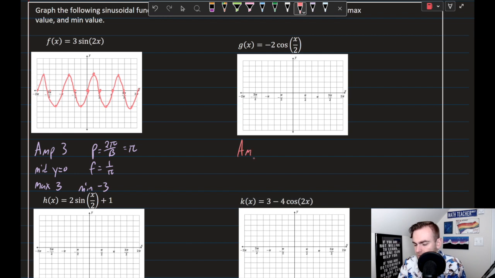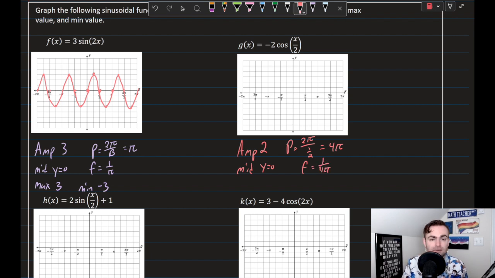Our amplitude is 2. Our period is equal to 2 pi divided by 1/2, which would be the coefficient there. Remember that dividing by half is the same thing as multiplying by 2, so it's 4 pi. It's repeating less often. It's going around the circle slower. Our midline is still y equals 0. Our frequency is going to be 1 over 4 pi. It's not going to repeat as often. Its maximum is going to be 2, and its minimum is going to be -2.